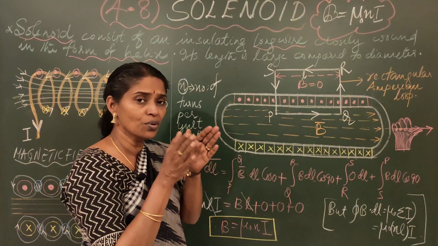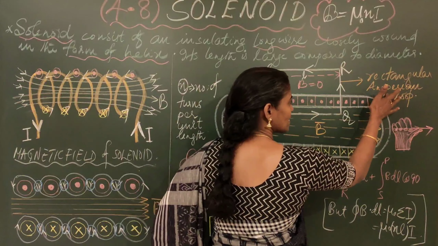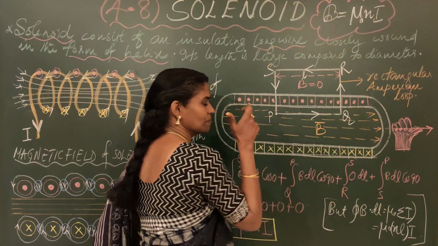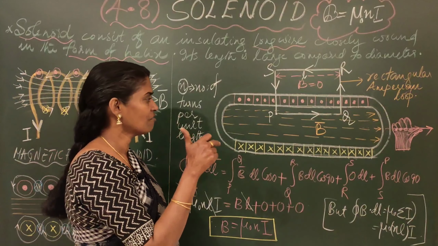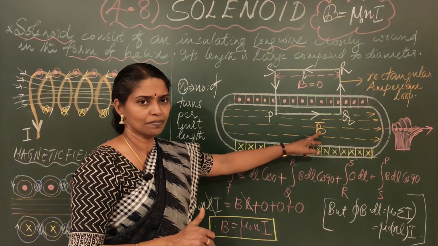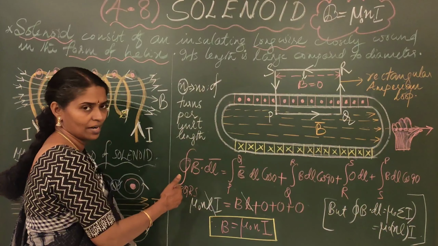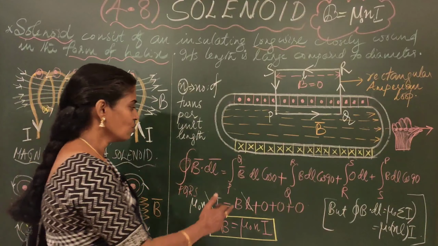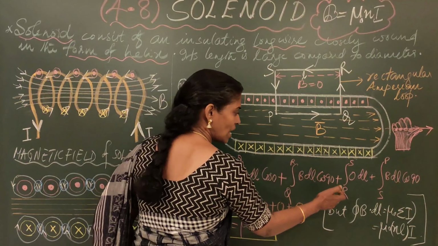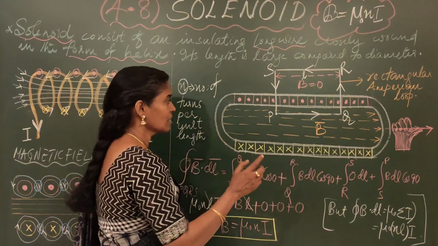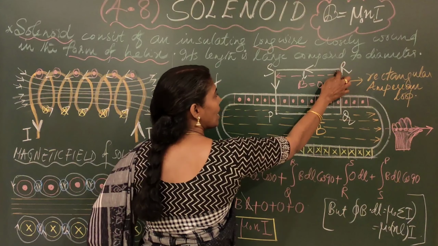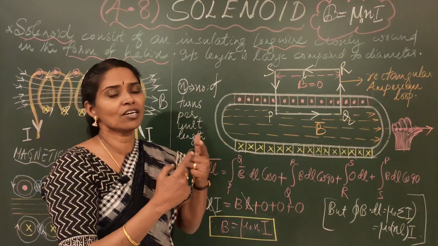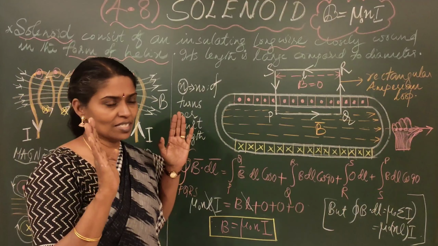Now, we are going to apply an Amperean loop. We construct an Amperean loop of rectangular shape, P, Q, R, S, P, and apply the law and find out the value of B. For that, the closed integral of B dot dl over the PQRS loop. Cut it into PQ, QR, RS, SP, and find the values of B, dl and cos theta for all the four sides.